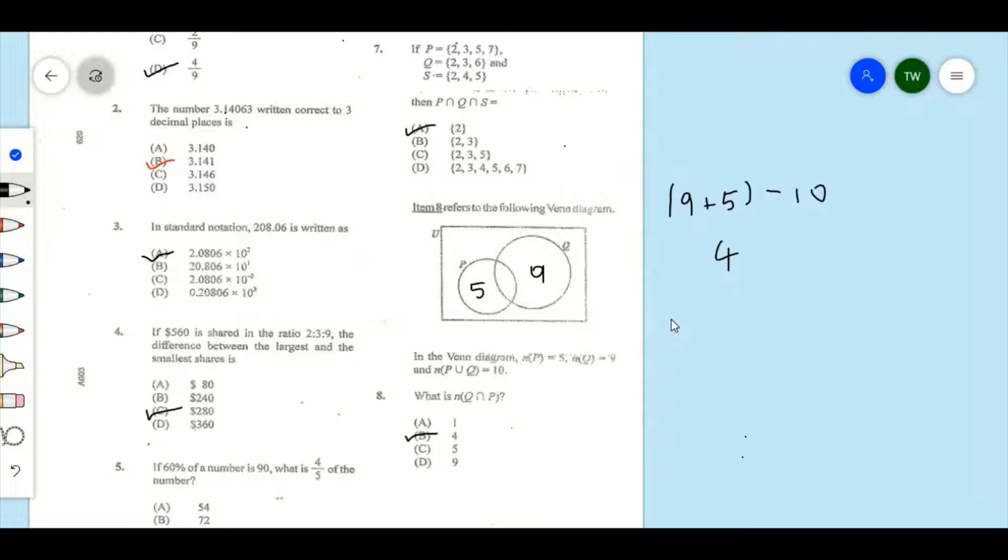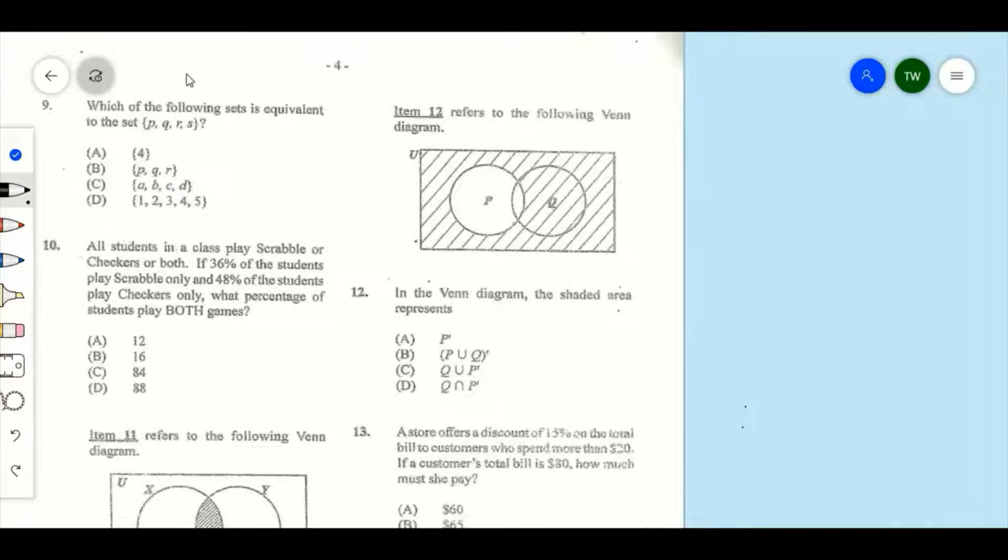All right. Now to question number 9. Which of the following sets is equivalent to the set {P, Q, R, S}? Now equivalent sets have the same number of elements, right? So here the set that they give us has a total of 4 elements. That means the set that is equivalent to it would be C, because C has 4 elements as well. All right.